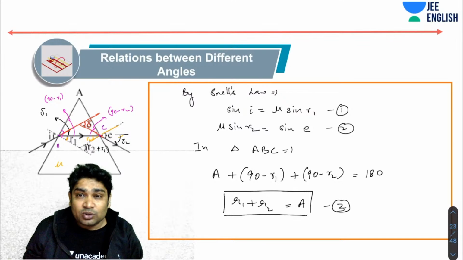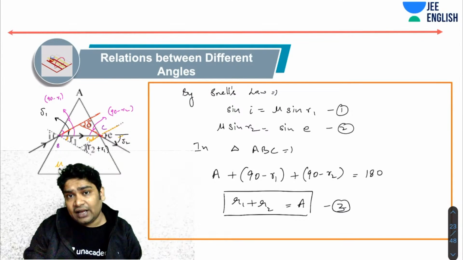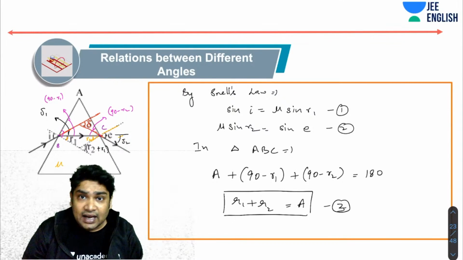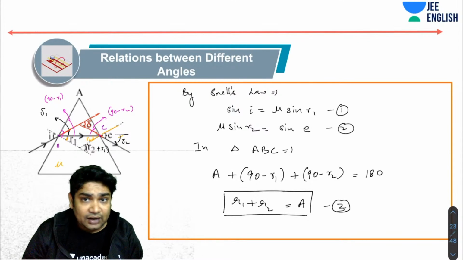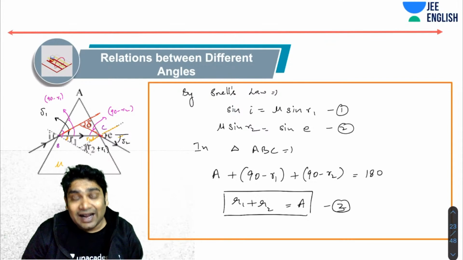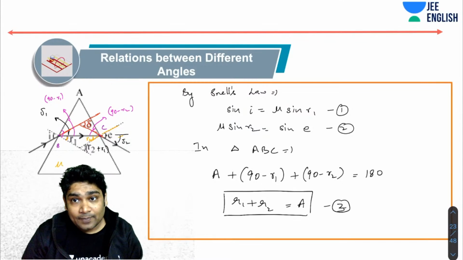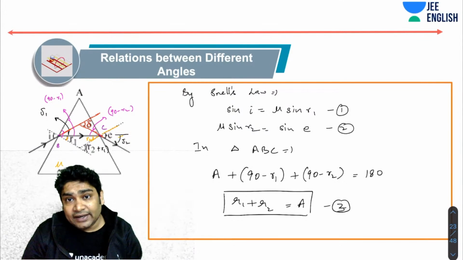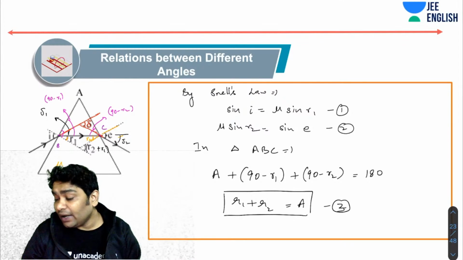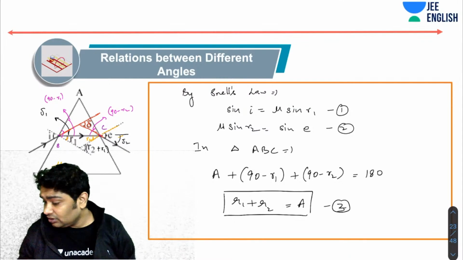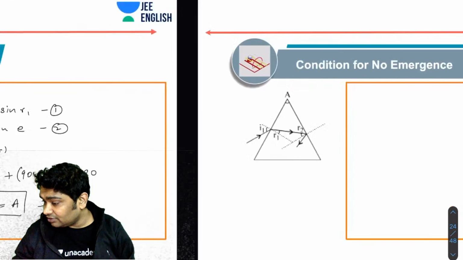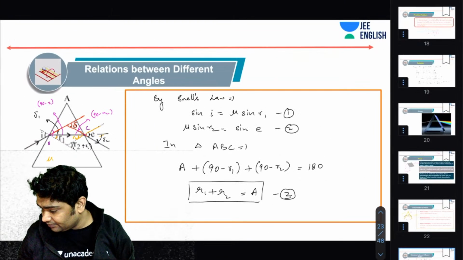So the first two equations are simple Snell's law, where I relate the incident angle to R1 and R2 to the angle of emergence, and finally we have a relation between R1, R2, and A. Now you can also relate the deltas and find the final deviation. Let's add one page here.